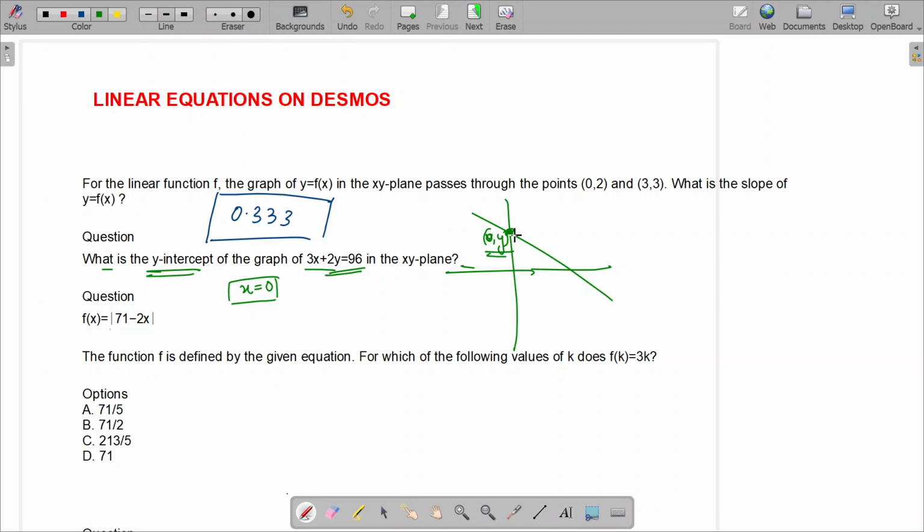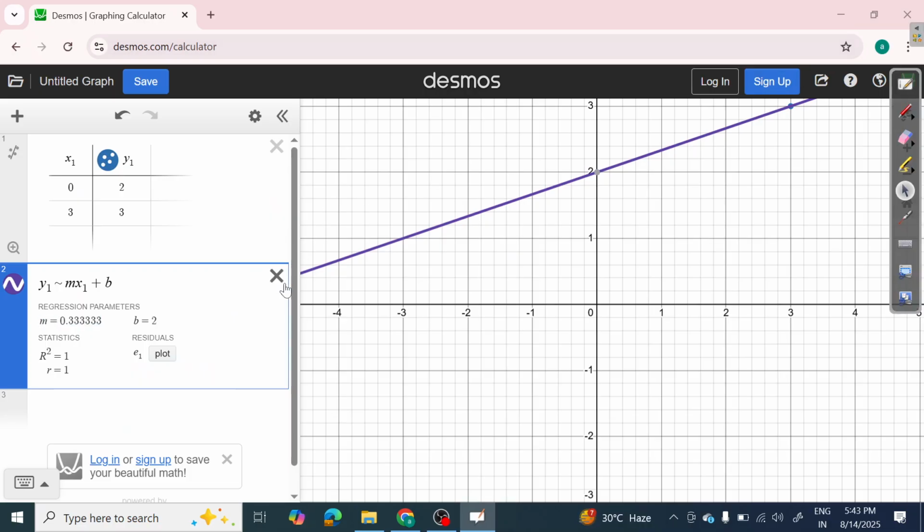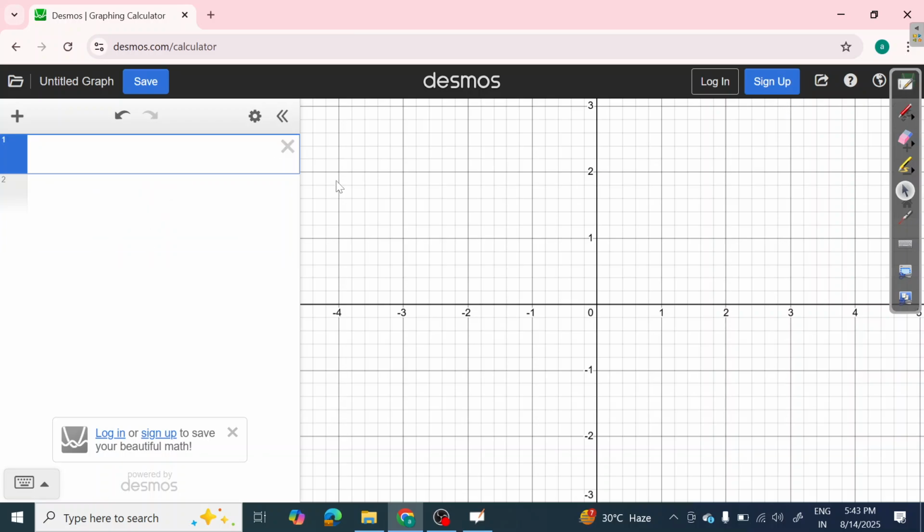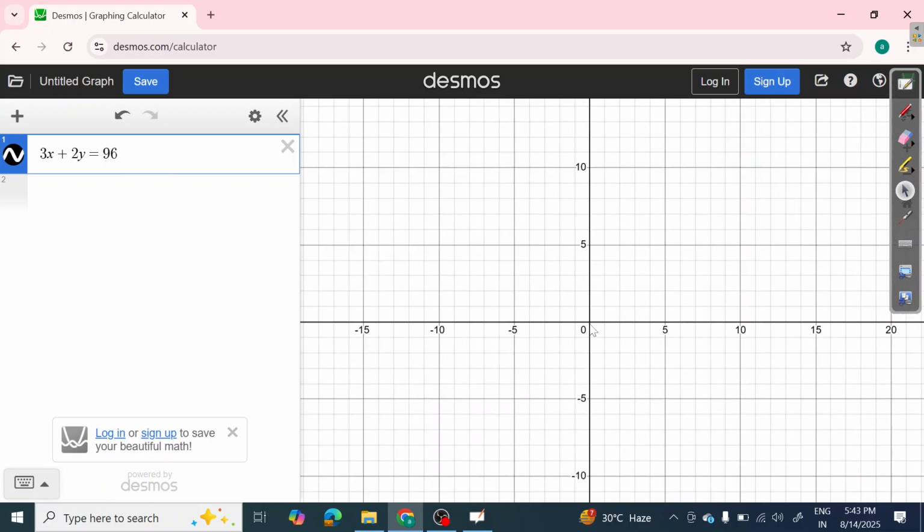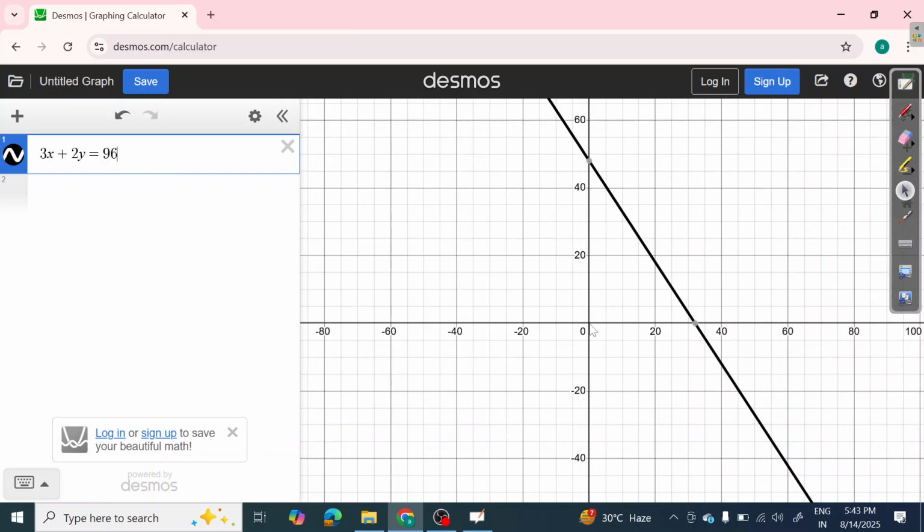So now you will check where your line of this equation intersects y-axis. So let me put it on Desmos. 3x plus 2y equals 96. Okay, let me zoom out. I hope I put it correctly. Yes. Can you see? This is y-intercept and this is x-intercept where y is equals to 0. But I want y-intercept only, so I'll go with this point.